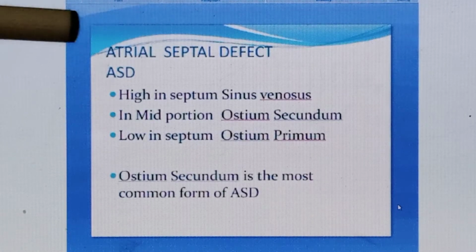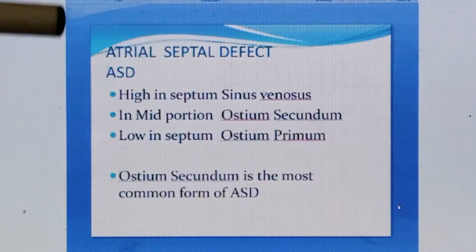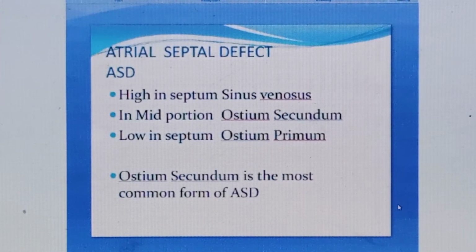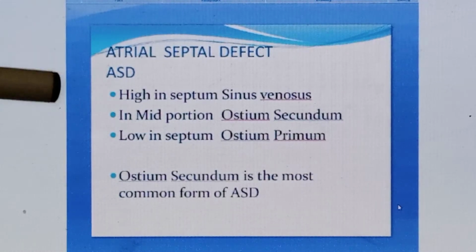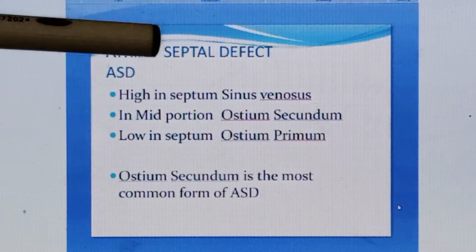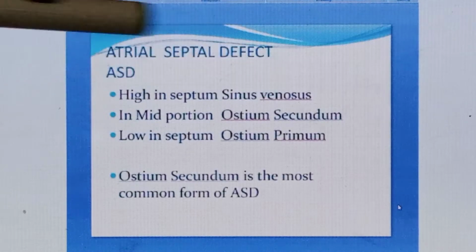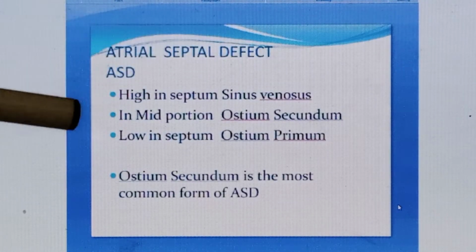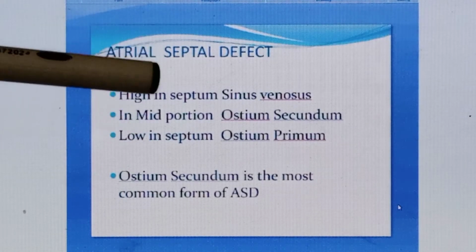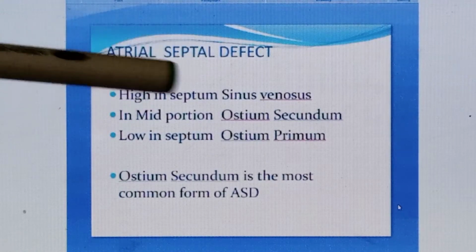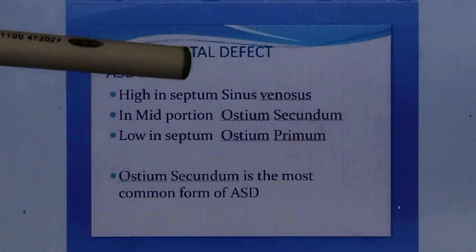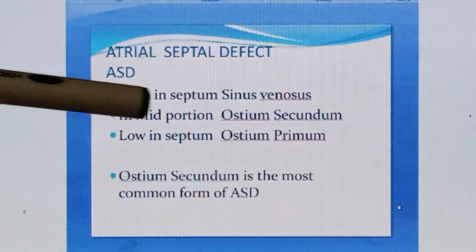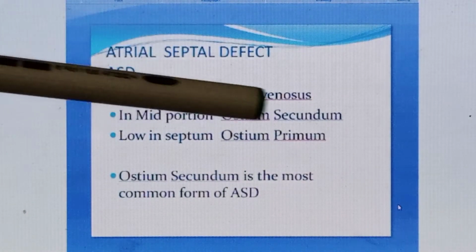As the name indicates, in this disease there is a hole present within the interatrial septum. If this hole or defect is present high in the septal region, it is due to a defect in the sinus venosus. It is basically embryology, so I'm not going into the detail of this. But if it is in the middle region, then the defect is present in the septum secundum, which is called ostium secundum ASD. If it is low in the septal region, this is called ostium primum.